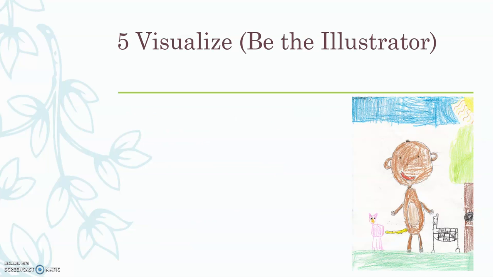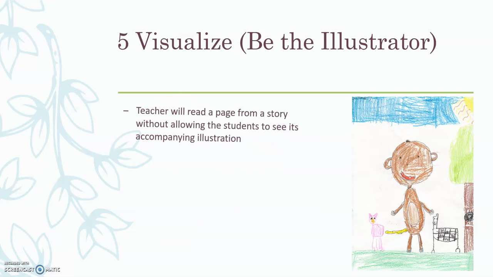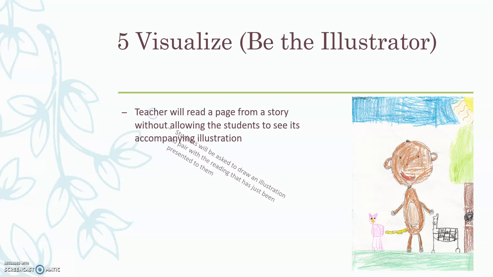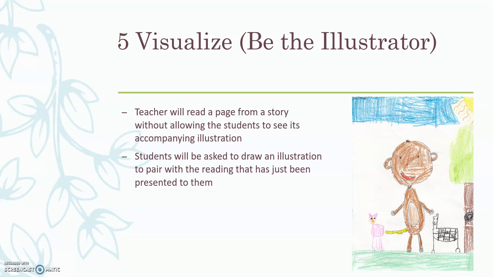Number 5 is visualize or be the illustrator. In this exercise, the teacher will read a page from a story without showing the students the illustration that accompanies that excerpt. And the students will be asked to draw the illustration to pair with that reading. This is a great exercise for testing student comprehension and understanding.